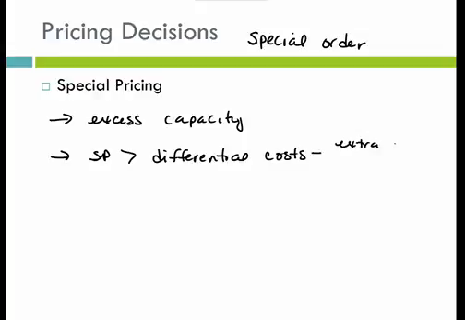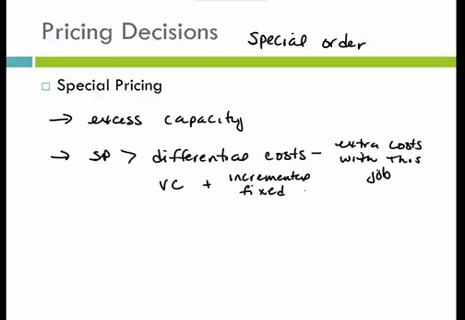So the extra costs with this job. If I take this job, how much would my cost go up? Is what we mean there. So that's going to be your variable cost plus any incremental or any new fixed costs. That will be my differential.